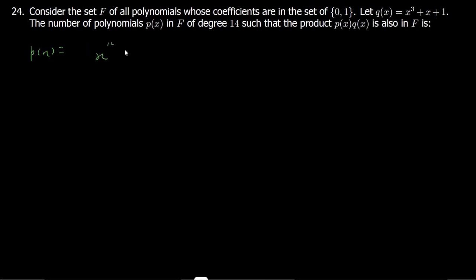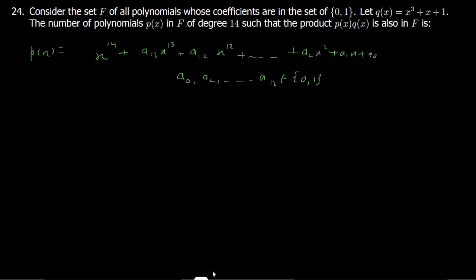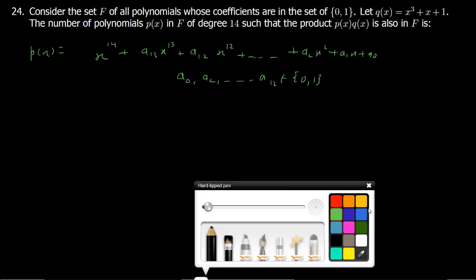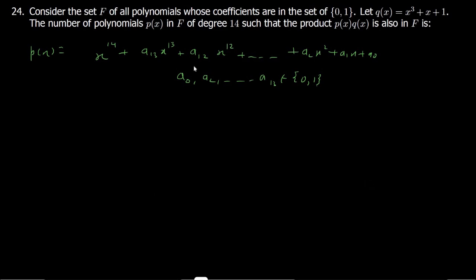So it will simply be x power 14 plus a13 x power 13 plus a12 x power 12 and so on till plus a2 x square plus a1 x plus a0, where each of these numbers a1, a2 and so on till a13 belong to either 0 or 1. Now what we want is p(x) times q(x) is also in F, means all the coefficients even in their product are either 0 or 1. So let me talk about p(x) times q(x).